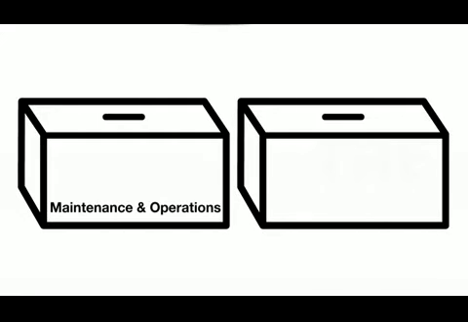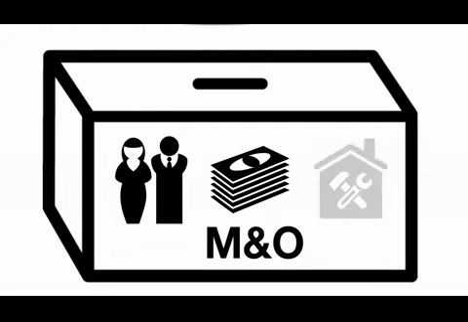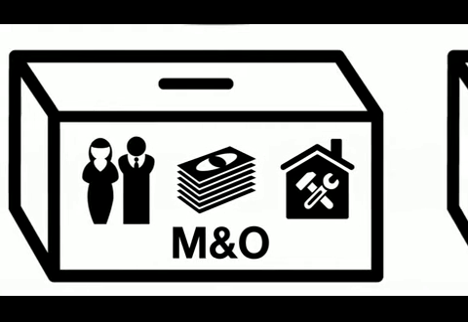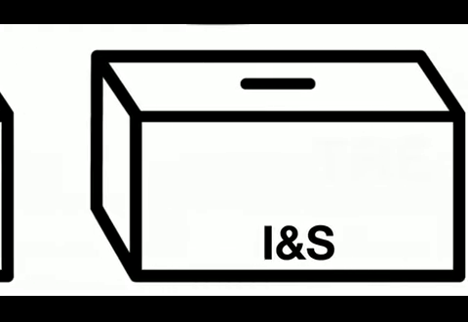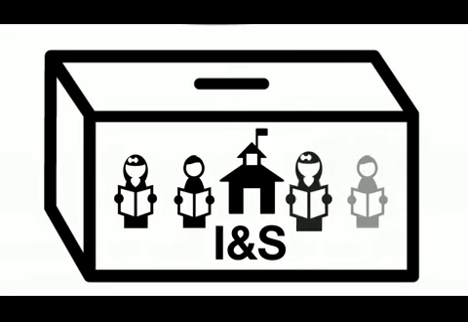Local taxes are collected and go into two different funds: Maintenance and Operations, or M&O, and Interest and Sinking, or I&S. The M&O fund pays for the everyday operations of the district, including salaries and building maintenance. The I&S fund is similar to a mortgage and pays for new facilities for our district, which is growing by over 500 students per year.